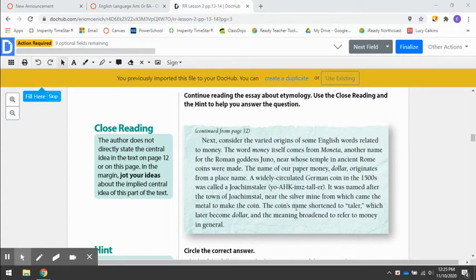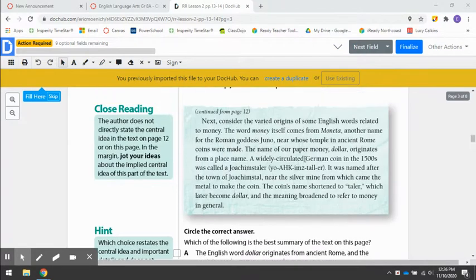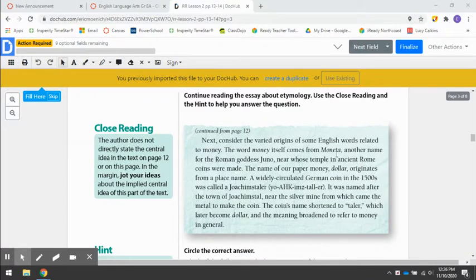So this is another example of how these words and these concepts can change and come from different places over time. It says, circle the correct answer. Which of the following is the best summary of the text on this page? I had this conversation with a student earlier. So it says there are varied origins of some English words related to money. Money comes from moneta. Dollar comes from Joachimsthaler or Thaler, right?